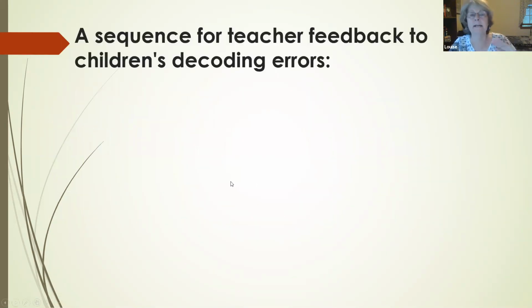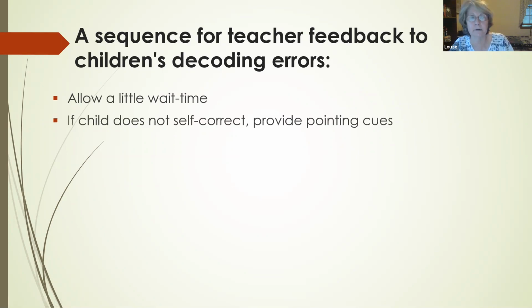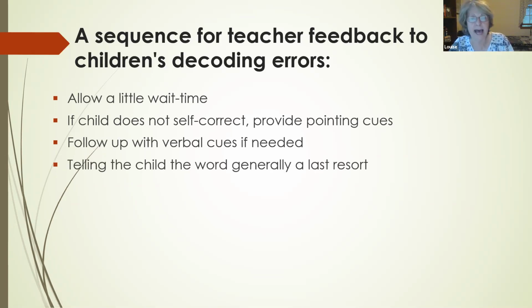So to put this in more general terms, a more general type of sequence would be allow a little bit of wait time to see what the child will do. If a child does not self-correct an error, provide pointing cues. If pointing cues don't work, you can follow up with verbal cues if necessary, like for the quilt example, you could give feedback like that word has an L in it or something like that.